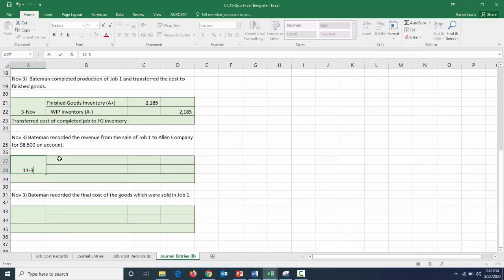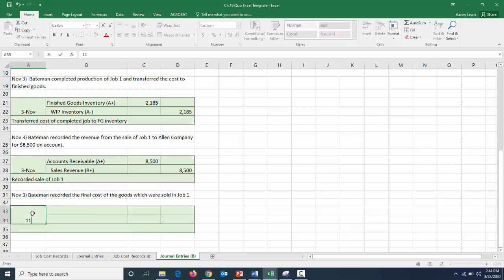So on November 3rd, when we record the revenue, we debit how we're being paid. This sale is on account, so we're going to put it into accounts receivable for the sale price, which was $8,500. And we're going to record the revenue from this sale in our sales revenue account, which gets credited, also for $8,500. We recorded the sale of job 1.